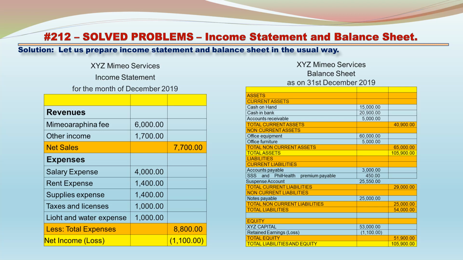and Phil Health premium payable 450, suspense account 25,550, total current liabilities 29,000. Non-current liabilities: notes payable 25,000, total non-current liabilities 25,000, total liabilities 54,000. Equity: XYZ capital 53,000, retained earnings (loss) minus 1,100, total equity 51,900, total liabilities and equity 105,900, total assets 105,900.